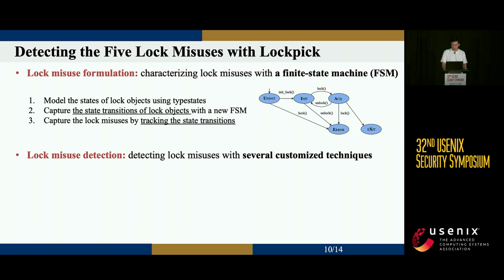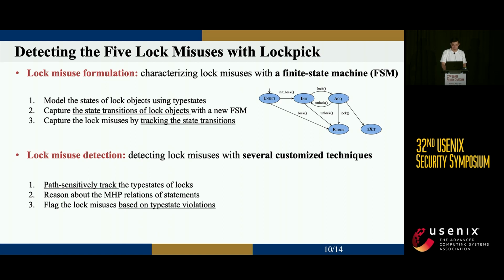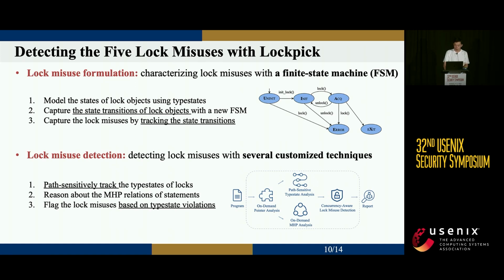In our lock misuse detection, we propose several customized techniques and several analysis stages. Specifically, we propose a path-sensitive typestate-based data flow analysis to path-sensitively check the typestate of the locks in the programs. Then, guided by the typestate results, we reason about the may-happen-in-parallel relations among the statements with interesting typestate. Finally, we perform concurrency-aware on-demand lock misuse detection to flag the lock misuse based on the typestate violations, thereby reducing unnecessary concurrency reasoning.